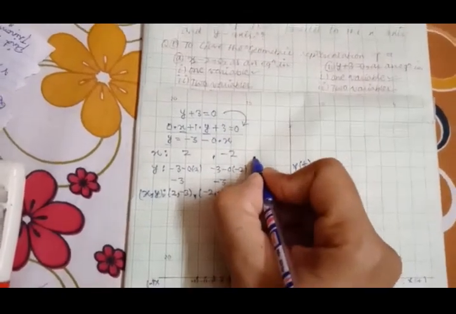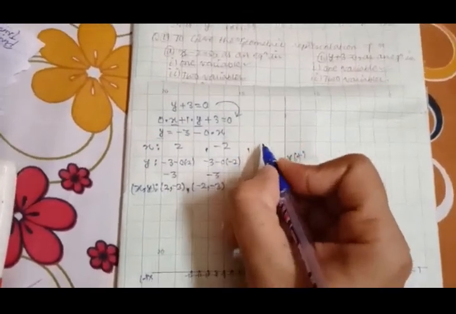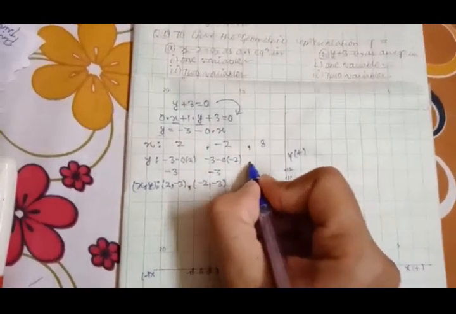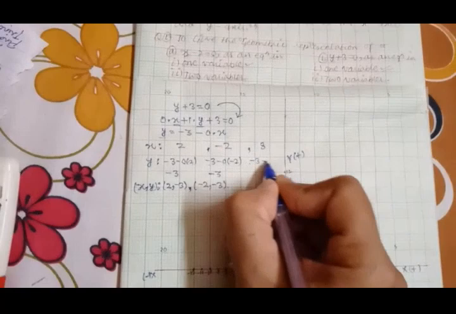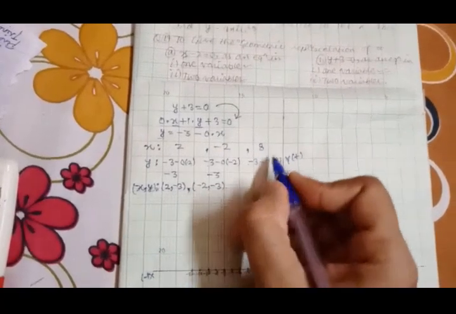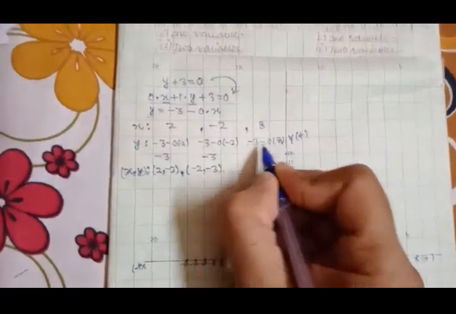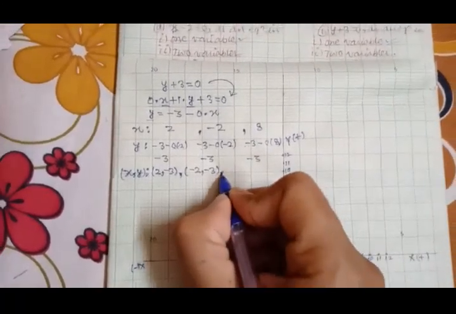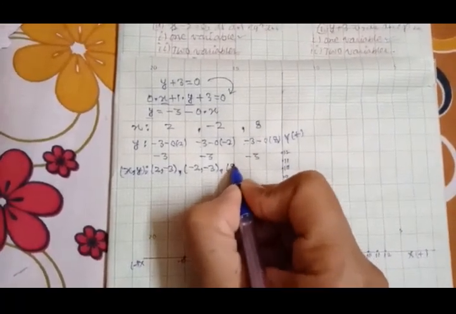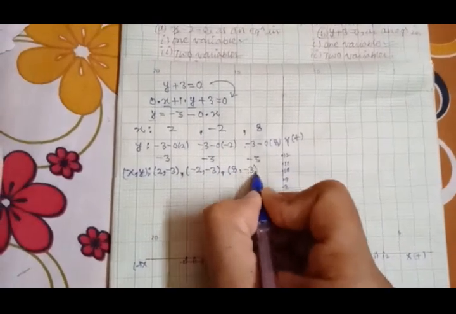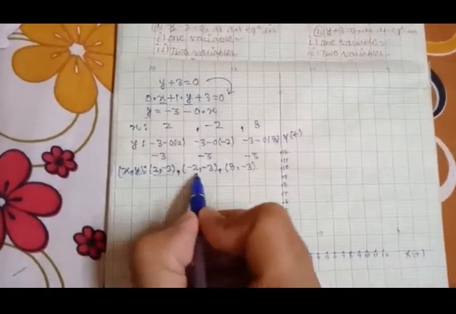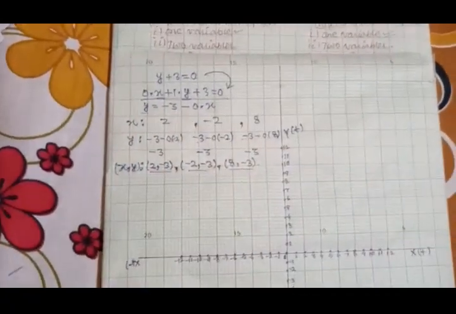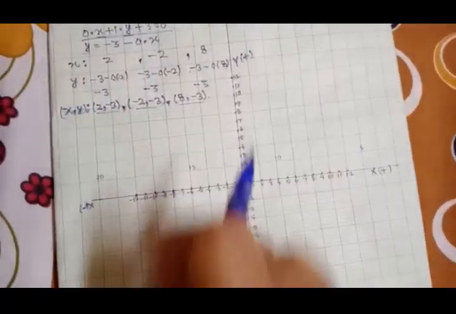Let's use another value of x, like +8, for which y is -3 - 0·8. So 0 into 8 is 0 and -3 - 0 is -3. So the third solution of the equation is x = 8 and y = -3. Let's plot these solutions of the linear equation in two variables as points on the Cartesian plane.